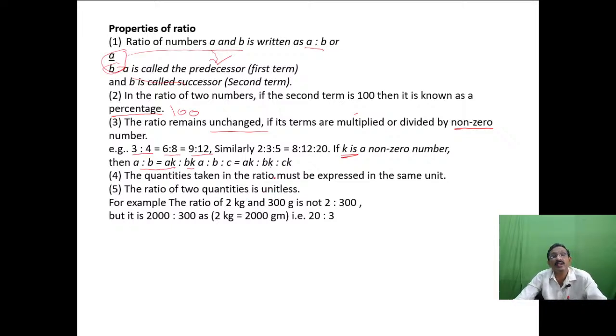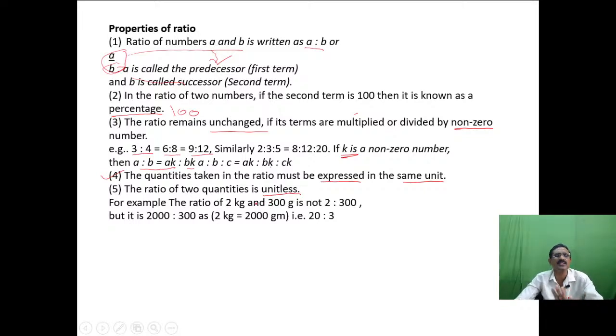The quantities taken in the ratio, which is very important, this we have to keep in mind, must be expressed in the same unit. As we will be doing certain problems, they will explain how we are going to express it in the same unit. Finally, the ratio of two quantities is unitless. Once we find the ratio, the result we get is a unitless quantity.